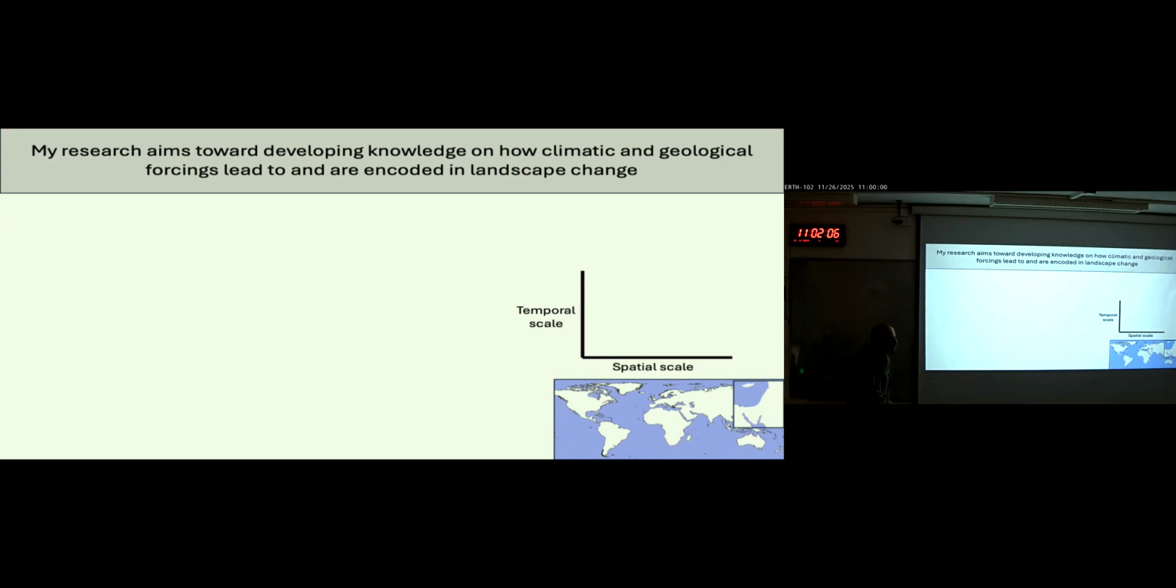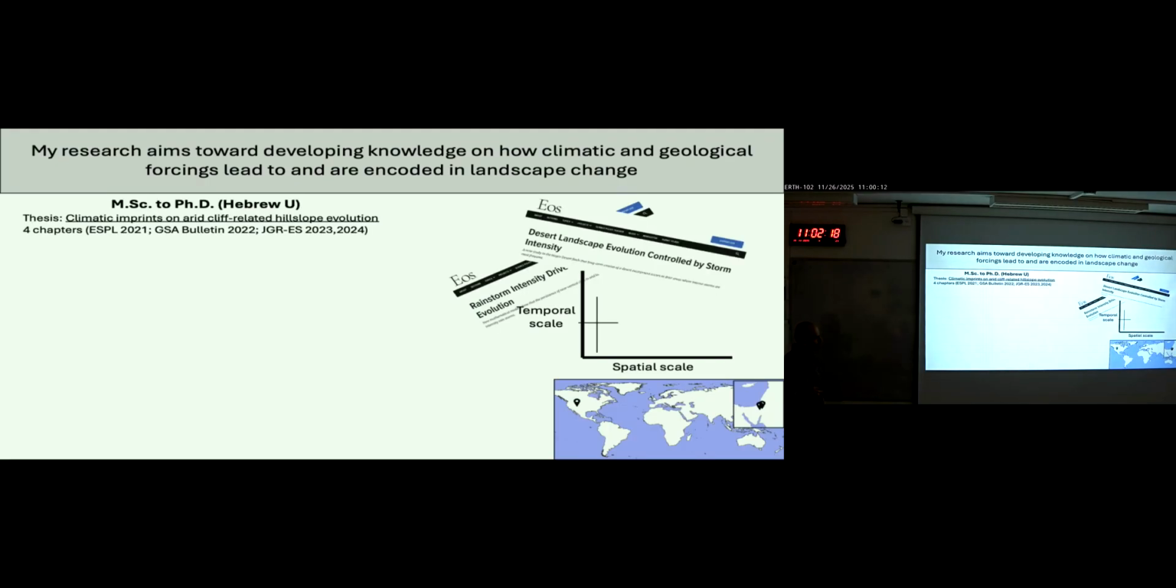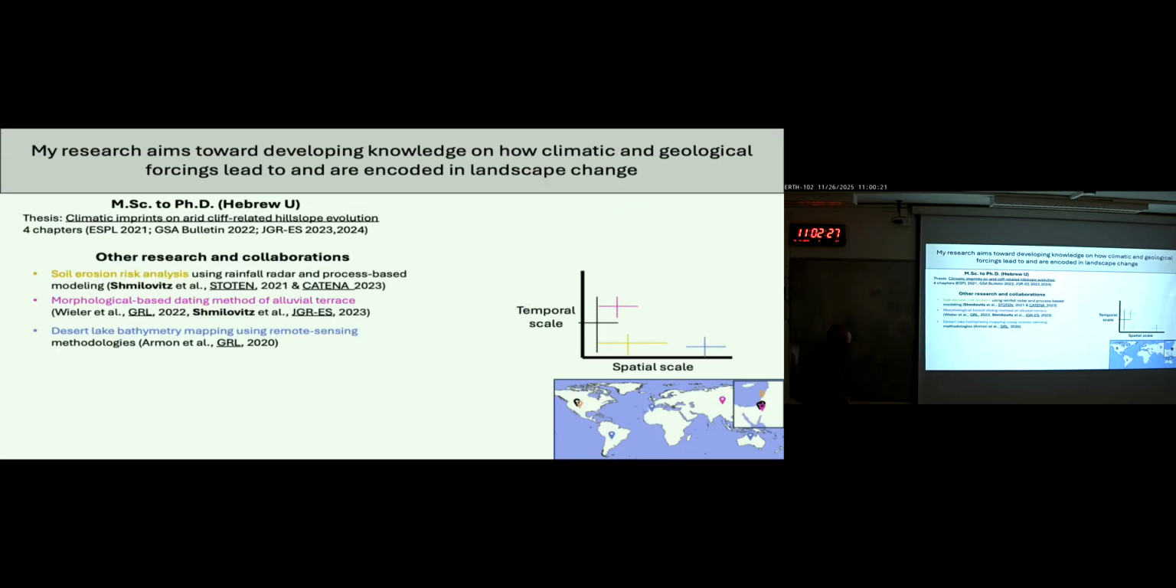So my research goal is to develop knowledge of how climate and geological forcing leads to and encodes landscape changes. And I work on various spatial and temporal scales. As mentioned, I did my PhD here, and I worked on climatic and topographic inputs on arid cliff-related hillslope evolution, while during my PhD I also led other research projects. These extend from modern erosion risk analysis to tackling fundamental questions in desert hydrology and geochronology.